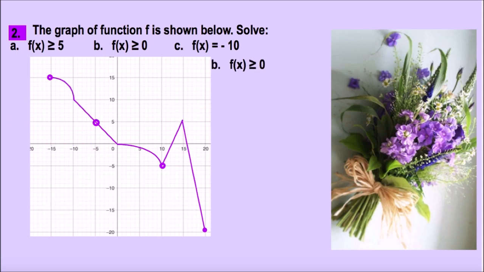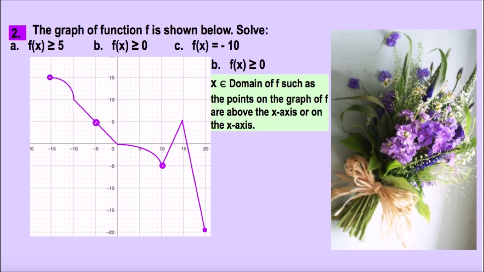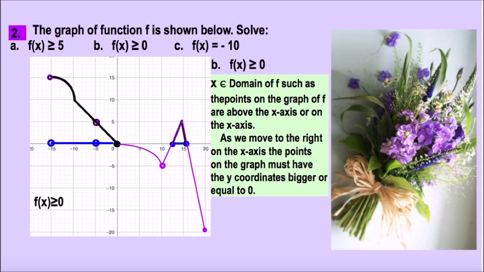Part B, f of x is greater or equal to 0. X belongs to the domain of f, such as the points on the graph of f are above the x-axis or on the x-axis. This section above, on the line y equals 0, then under, then yet again 3 points are actually on the line y equals 0, 0, 0, and 2 mystery points that we'll find out exactly. This little section's above, and then finally under. As we move to the right on the x-axis, the points on the graph must have the y-coordinates bigger or equal to 0.